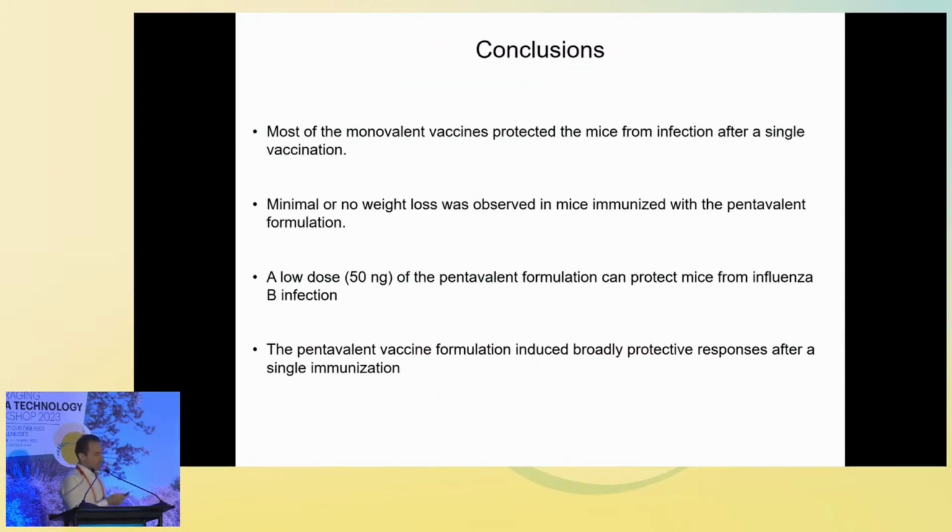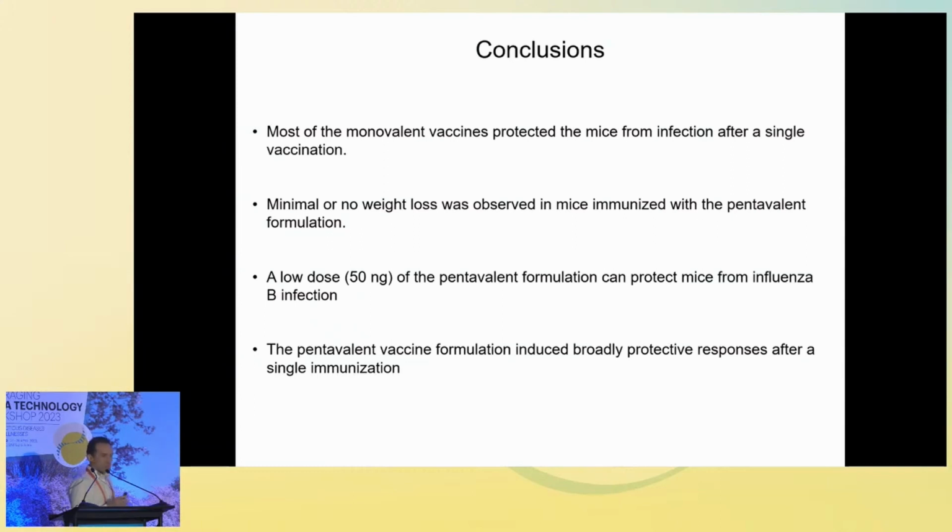So the conclusions are that most of the monovalent vaccines protected mice from infection after a single immunization, but when we used the pentavalent vaccines, there was no or just minimal weight loss, and we could induce sterilizing immunity. Very low dose, 50 nanogram, of the combination vaccine protected mice from influenza B infection, and the pentavalent vaccine was a broadly protective vaccine.